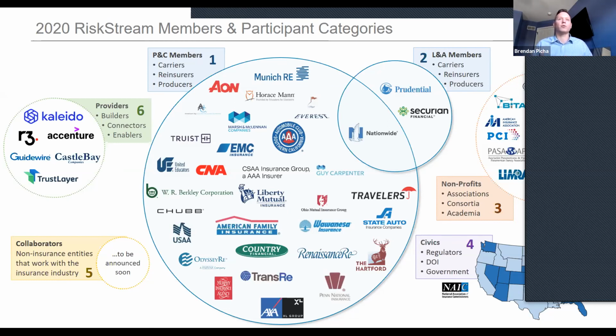And then number 3, nonprofits. These are other associations, consortia, and academia. This is not an exhaustive list, but this is a look at some of the folks we've worked with in the past. Number 4, these are the civics, regulators, Department of Insurance agencies, government agencies. The dark blue states are the states that we've been in conversation with. And in fact, this probably needs to be updated since we've reached out to just about every state as of last week.